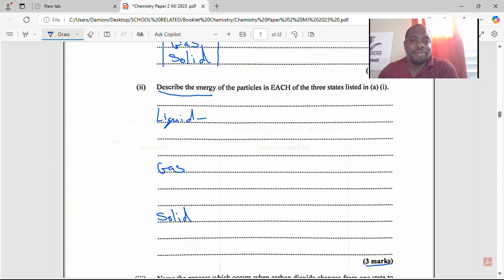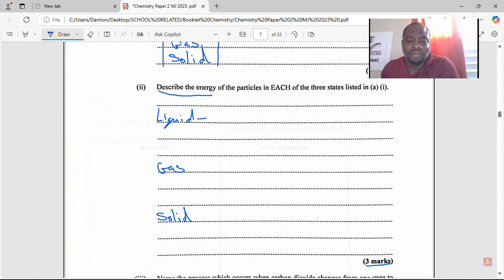Come like me here by myself. How are them there? Yes, sir. So how would you describe the energy of the particles in a liquid? Sure, they have just enough energy to slip over each other.